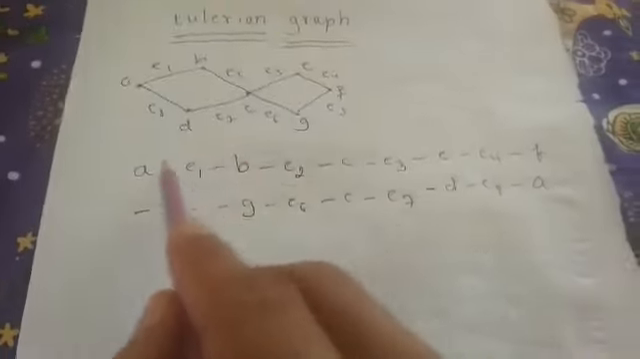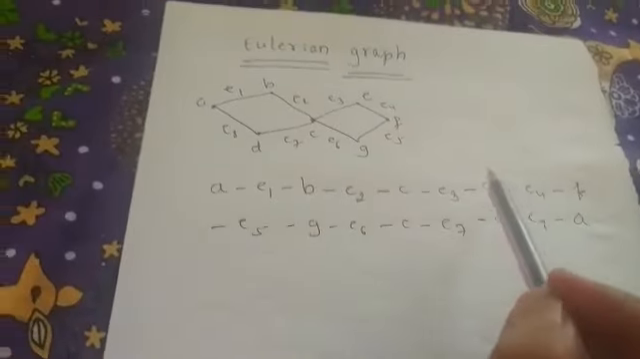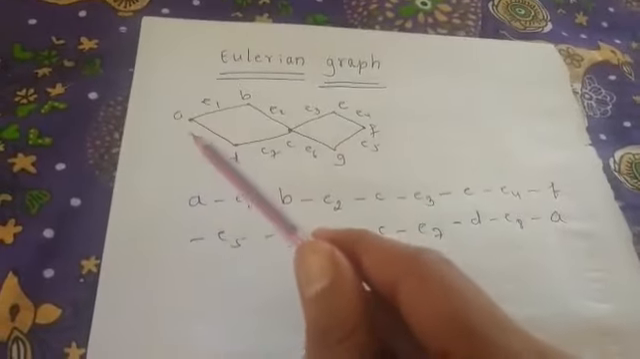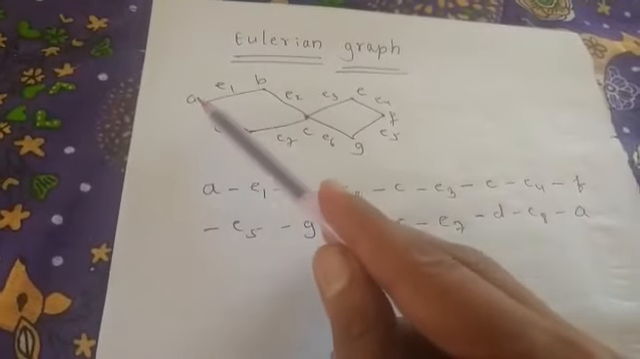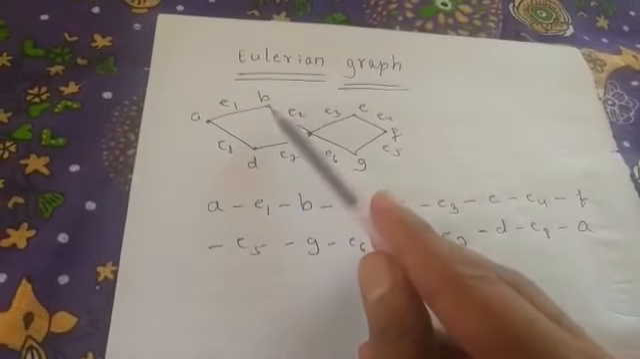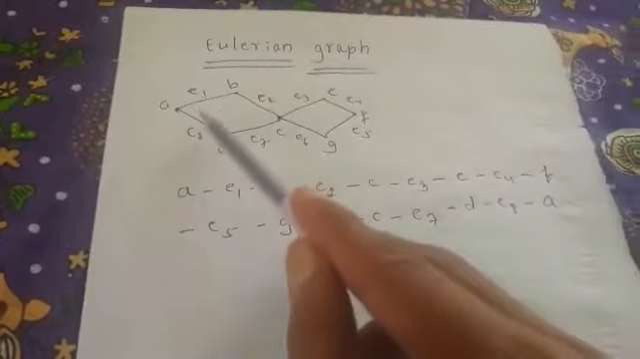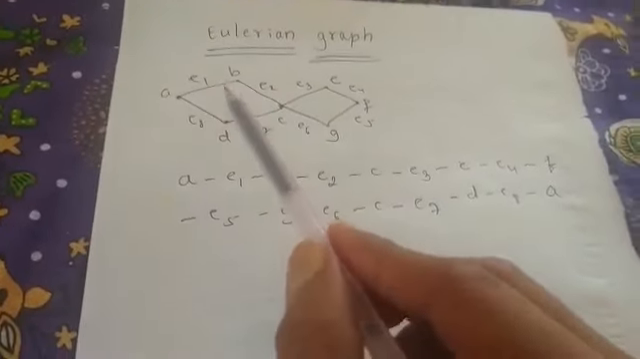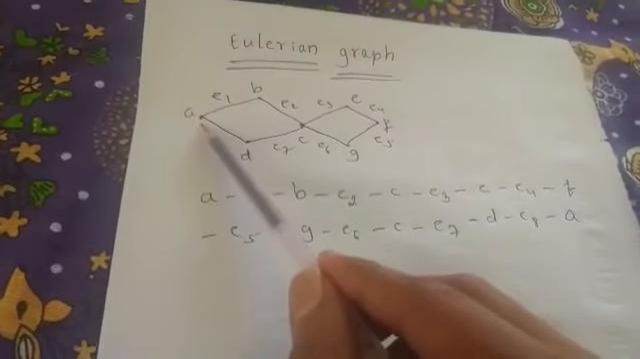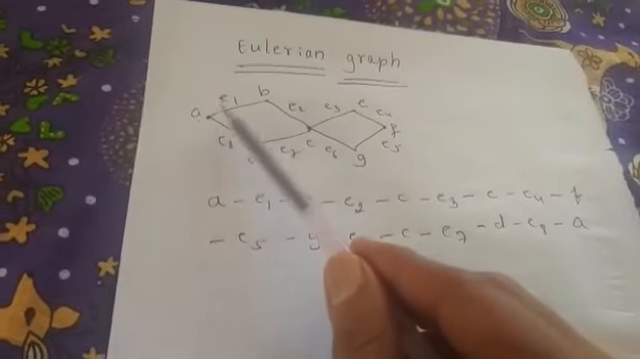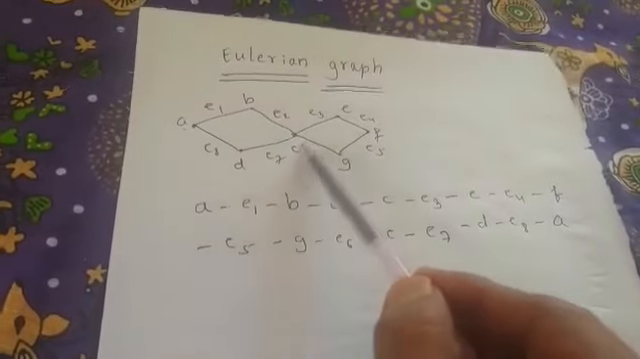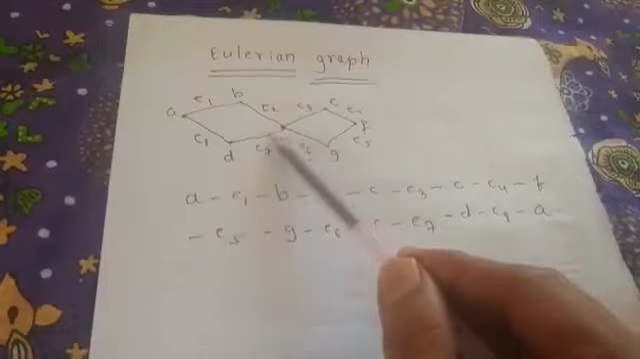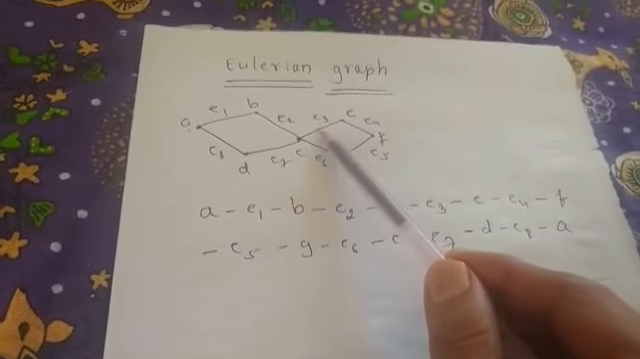So if you observe this graph, assuming that I am walking through point A to B, B to C, and so on through these edges. If I start to walk from A, I will move from A to B through edge E1, B to C through edge E2, C to E through edge E3, and so on.